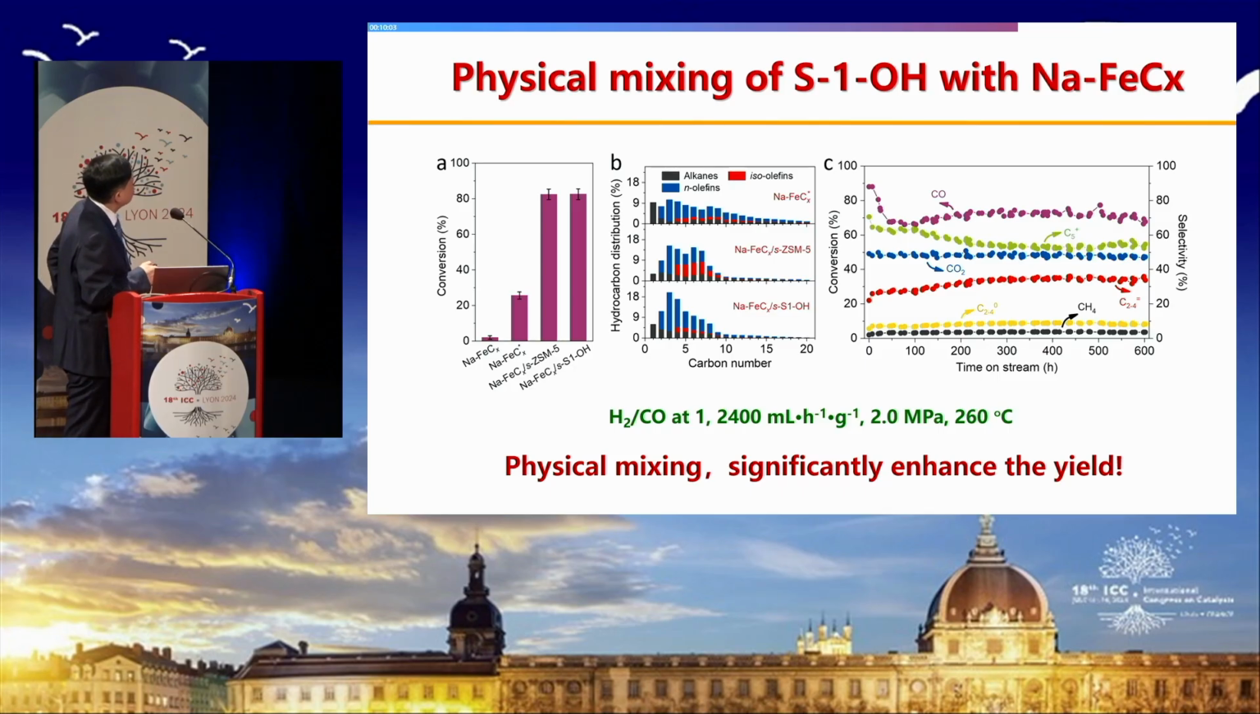Before the mixing, the classical catalyst shows activity that is not so high, with conversion of just about 20%. But the physical mixing increases the conversion at least four times, to higher than 80%. Here it also shows the stability and activity are very high. So physical mixing significantly enhances the yield of light olefin.